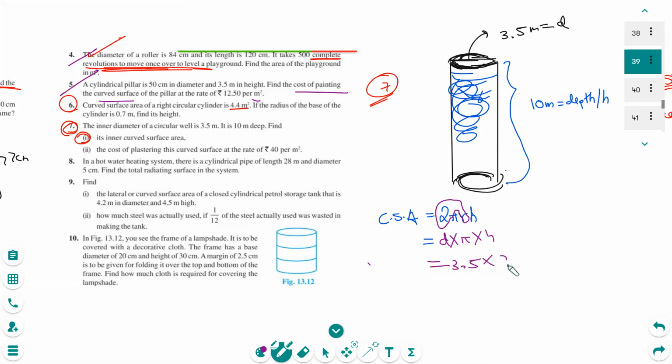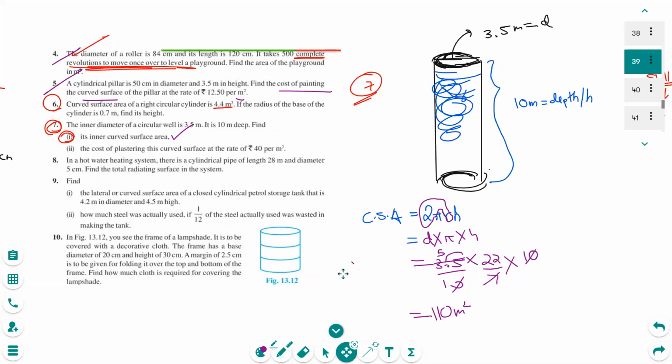See, the calculations are not hard because of decimals. People get scared like this is a decimal. What will I do? They are very easy. 7 times 5, 22 times 5 is 110 meters square. So I have my answer, 110 meters square. Is it clear? The first part? Yes, sir.